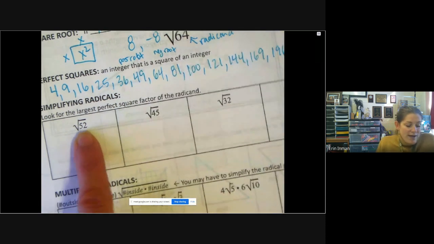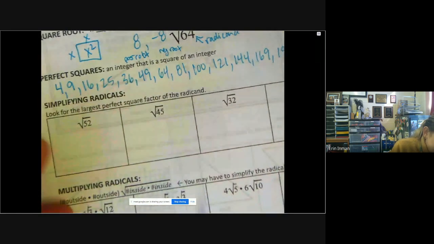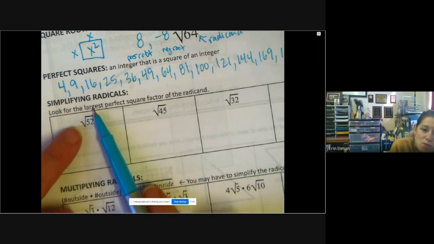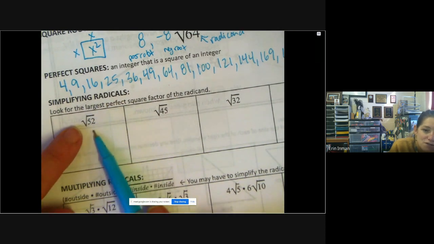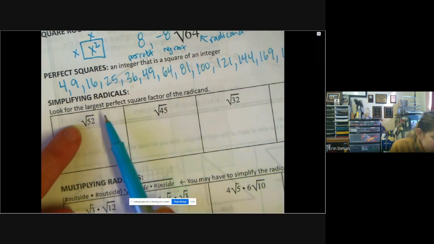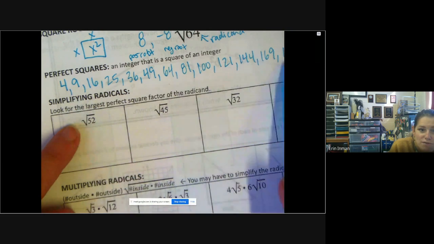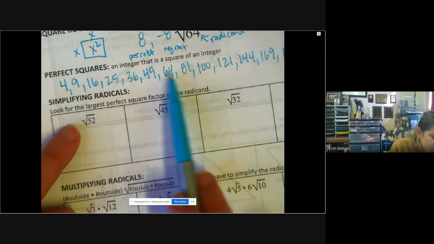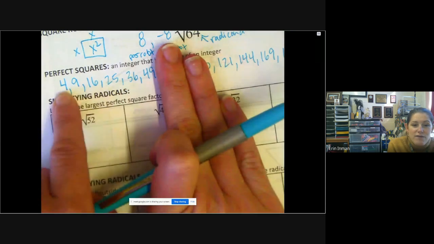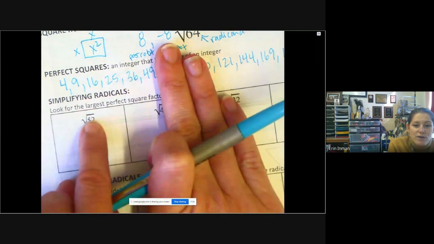The easiest way to do this, I find, is if you are familiar with your perfect squares and familiar with factors. If you can figure out the largest perfect square that goes into 52, and then find the other factor. So this is why it's helpful to have all these perfect squares. I can figure out where 52 falls on the list, and then look and see, are any of these a factor? Do they divide into 52 evenly?